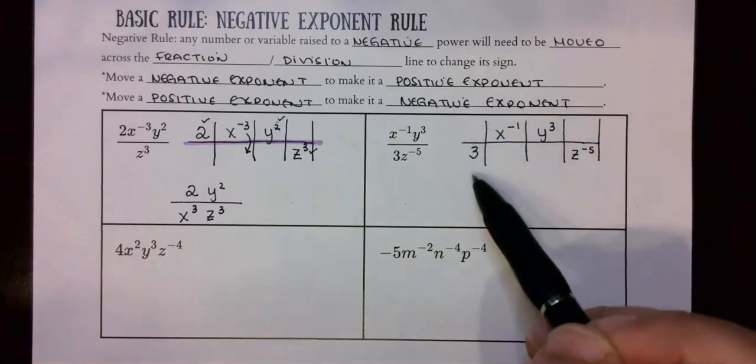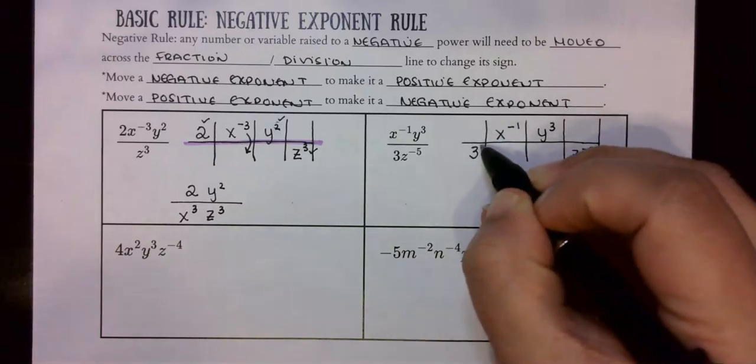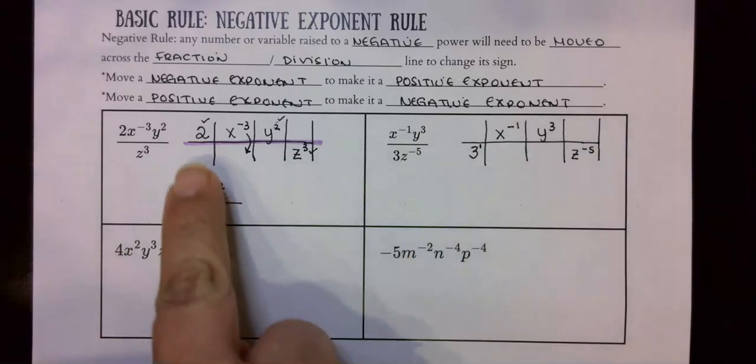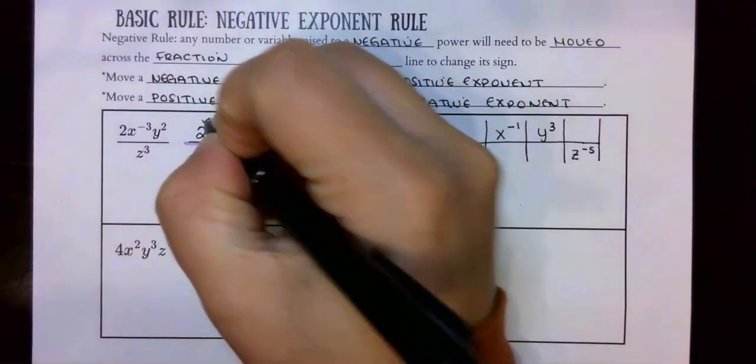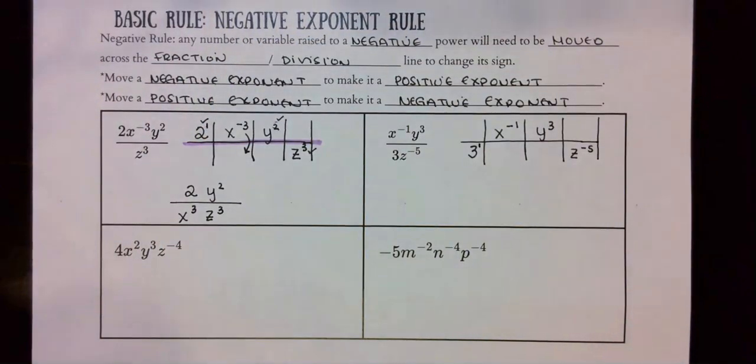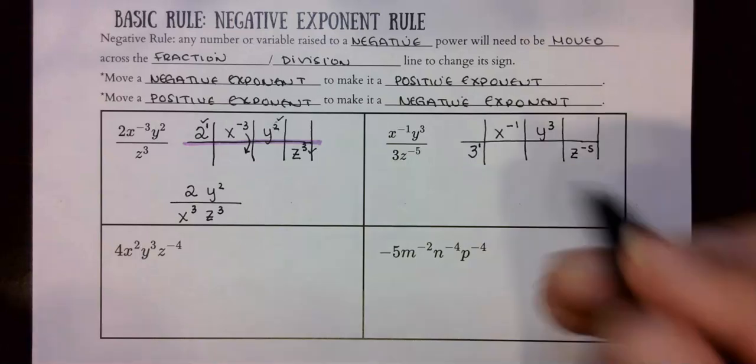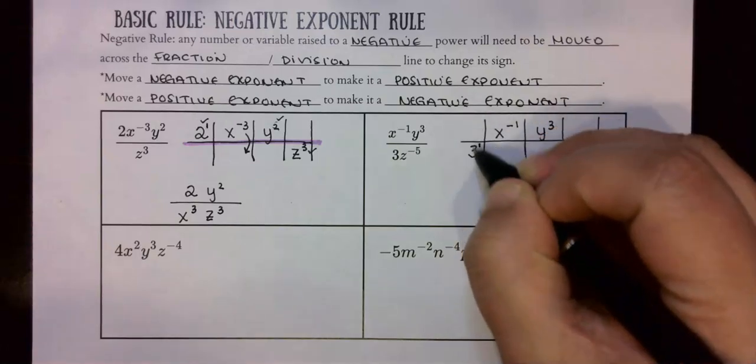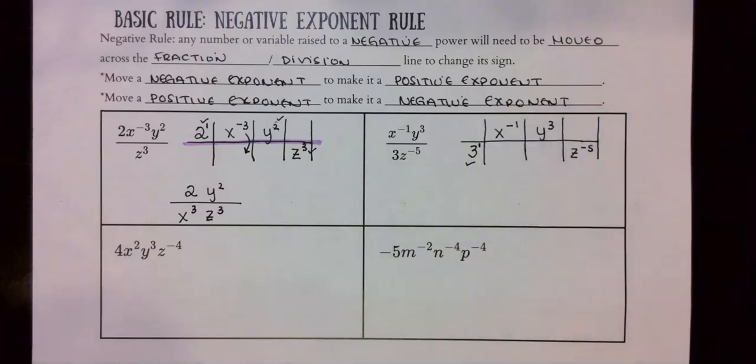All right, so we're going to start with this first column, and notice that the 3 has an understood 1. Okay, this 2 also had an understood 1. And because that 1 is positive, we're good. If it was a negative 1, then we would move it up. But this one's good. So I'm just going to put a little check mark there to let you know that one's going to stay at the bottom.